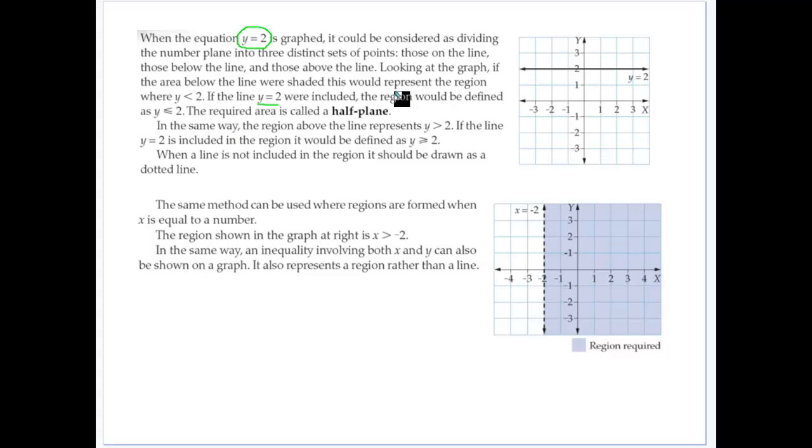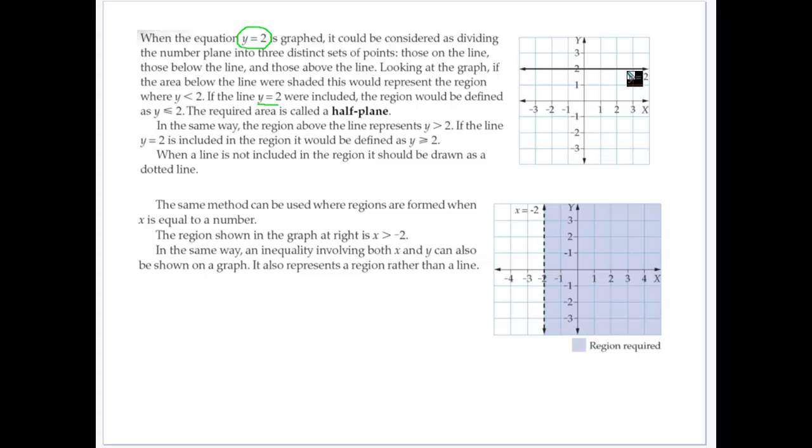Now, what we want to do is look at the idea of what if it was y is less than 2, or y is less than or equal to 2, or y is greater than 2, or what if it was y is greater than or equal to 2. So the first thing we should do, if it is equal to, then we're going to have a solid line. If it says just less than or greater than, we'd have a dotted line. So that's what we're looking to do. If it's a solid line here, we'd be looking for it to be represented with a solid line. And you can see in the next one here, it's just x is greater than minus 2, so it's a dotted line. So that's the first thing you've got to do.